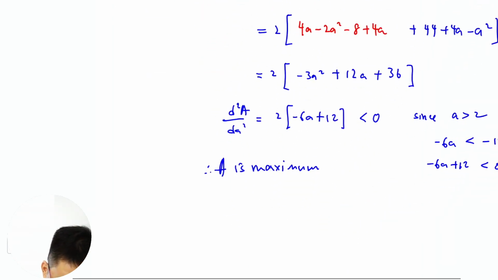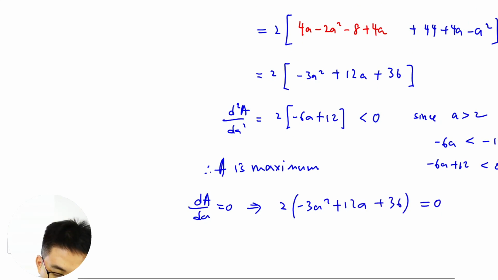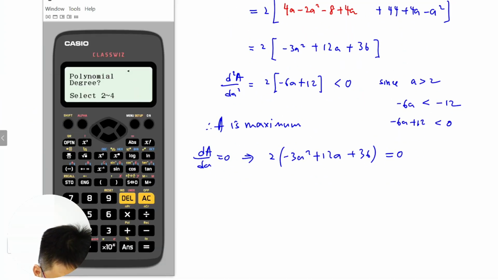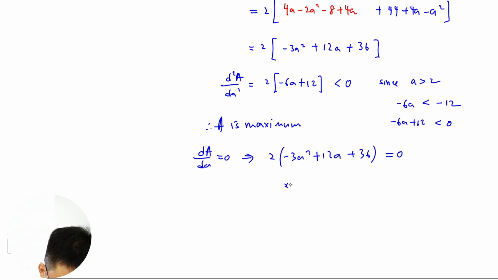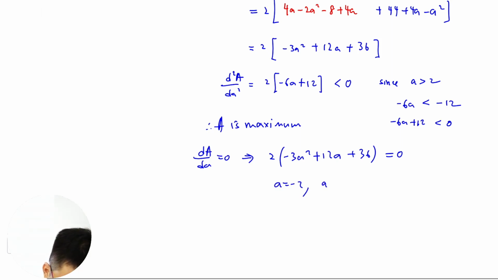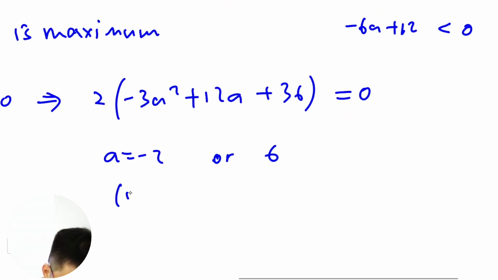Then once done, dA/da equals 0, we will get minus 3a squared plus 12a plus 36 equals 0. We don't want the exact value here, so I can just key in the calculator. I'm a bit lazy to find the exact value, but if they want, you know what to do. You just use the quadratic formula there. Oh goodness, so a equals minus 2 and 6. So reject minus 2 as a is bigger than 2. So a is equal to 6.